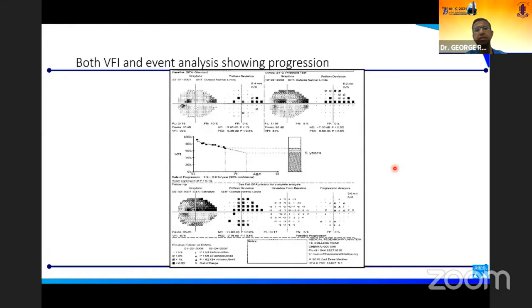Here, both the visual field index trend and event analysis are affected. This is also statistically significant. Here also you have multiple points which are getting worse. And this is flagged as possible progression by the machine itself once you have more than 3 points getting worse.